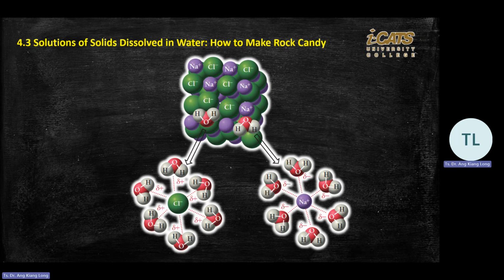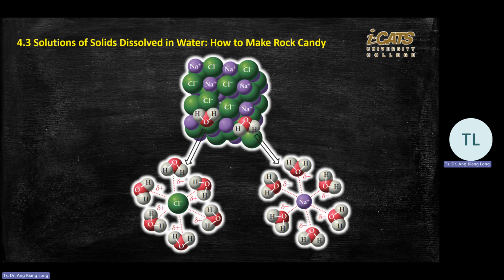If you break it down, on the left is the Cl. What happened to the Cl? On the right is what happened to the Na ion. Cl, you know that is negative, so it will orientate all the water molecules with the positive side toward the Cl, because Cl has a negative charge. The positive pole of the water will face the Cl negative side.